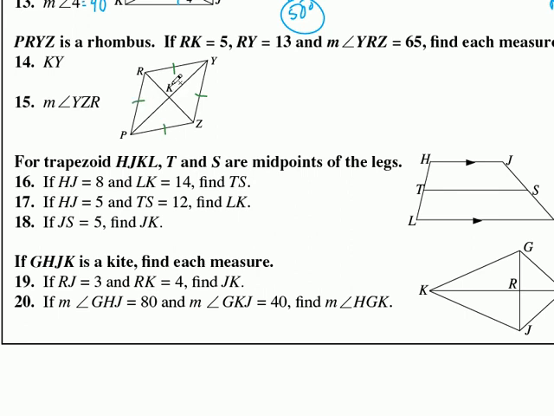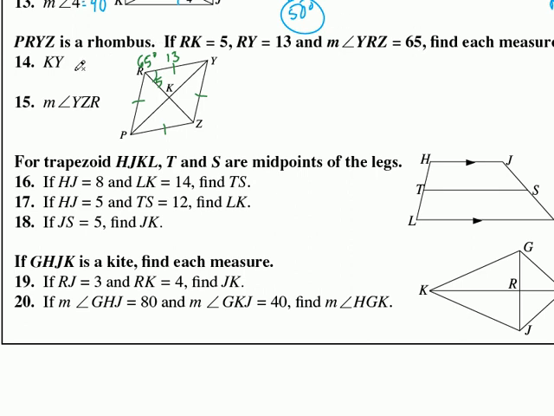A rhombus, all 4 sides are equal to each other. Okay? All 4 sides are equal to each other if it's a rhombus. So let's put some stuff in here. RK is 5, so we'll put a 5 right there. RY is 13. That's this one up there. Angle YRZ is 65. Ooh, that's this one right here. It's a little small. Sorry. But you can write it yourself. Okay, so that angle right there is 65 degrees.